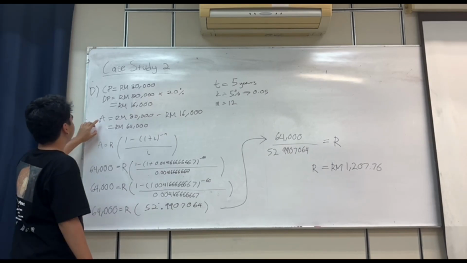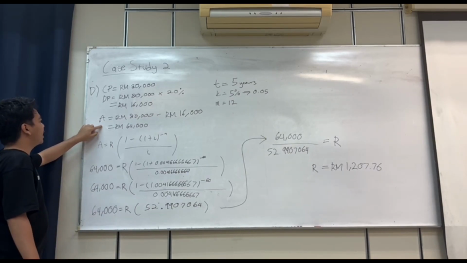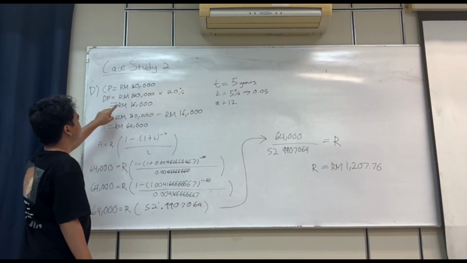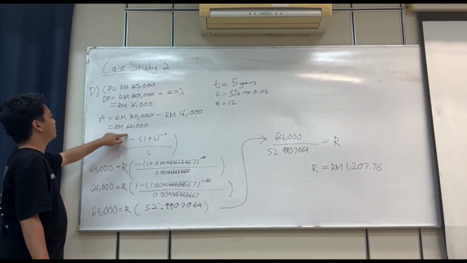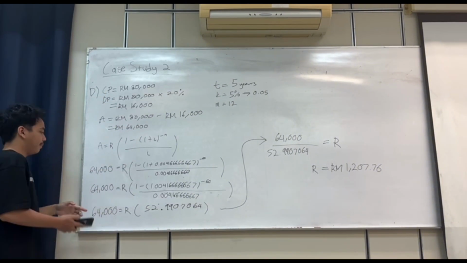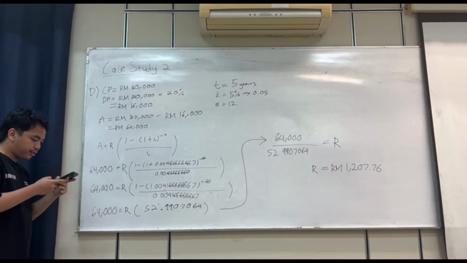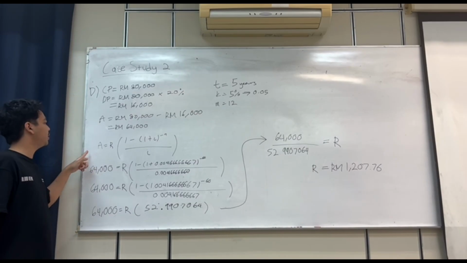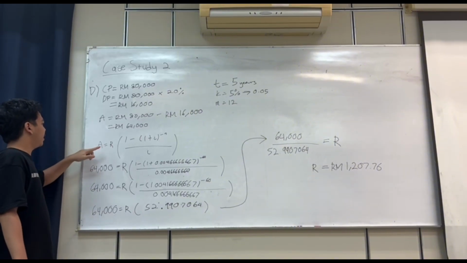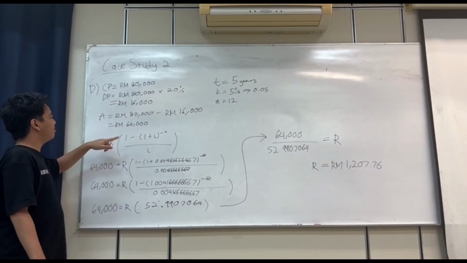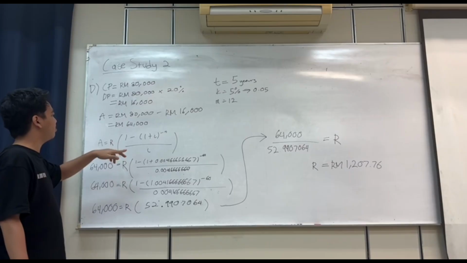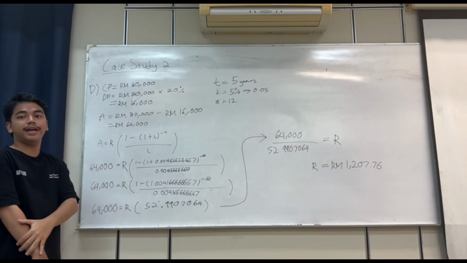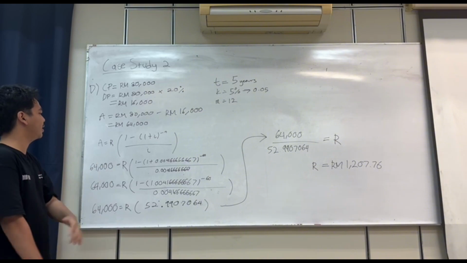Next, the formula to find N is the cash price minus the deposit, so we will get 64,000. To find the monthly payment of the car loan, we will use this formula: A equals R open bracket 1 minus open bracket 1 plus i close, to the power of negative n, over i, close bracket.